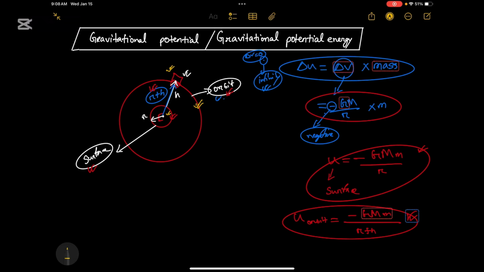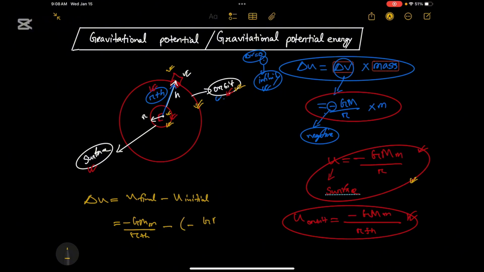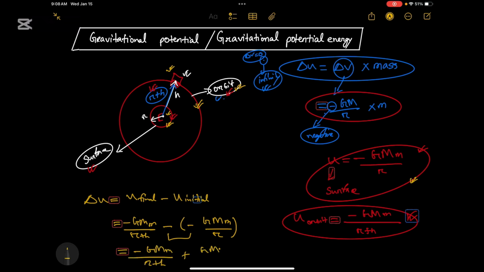The change in gravitational potential energy will be delta U equals U final minus U initial. Now U final was at the orbit and U initial was at the surface of the earth. So U final is minus GMm by (R plus h), minus this value, minus GMm divided by R. This minus minus becomes a positive value, so it is minus GMm divided by (R plus h) plus GMm by R.